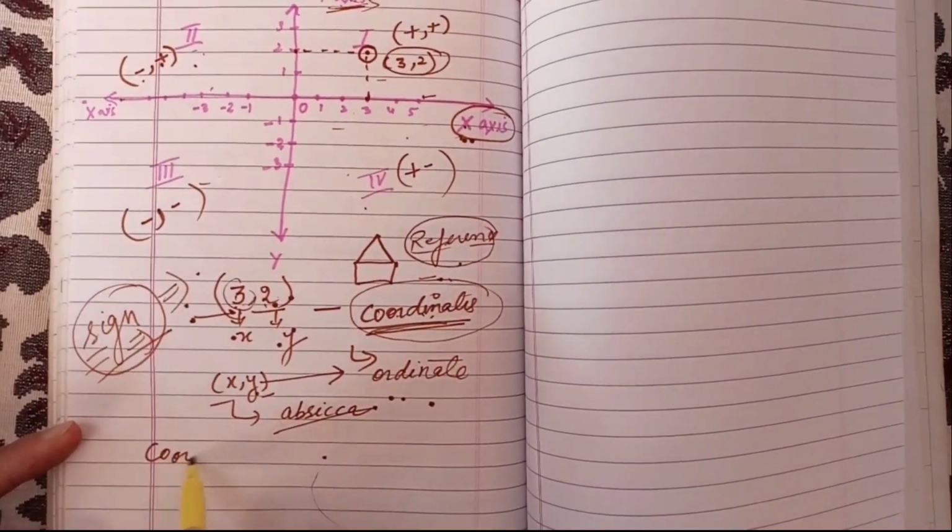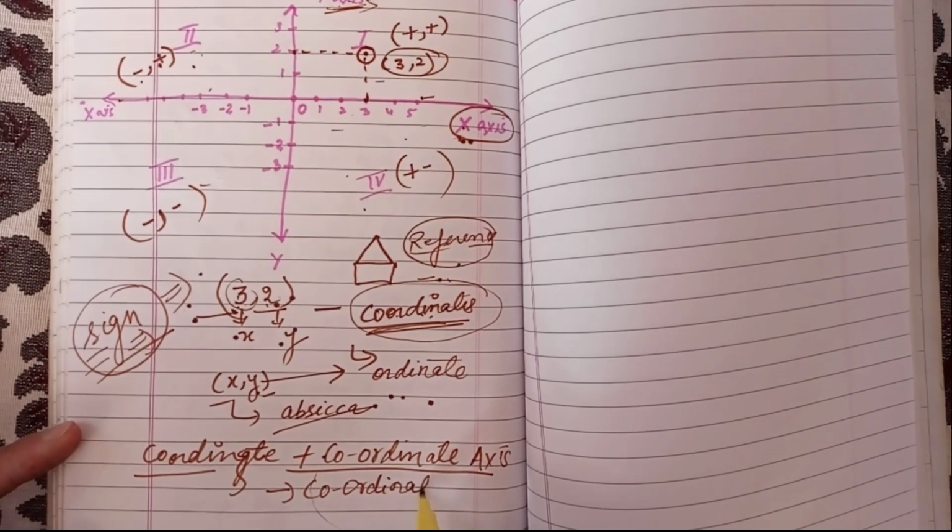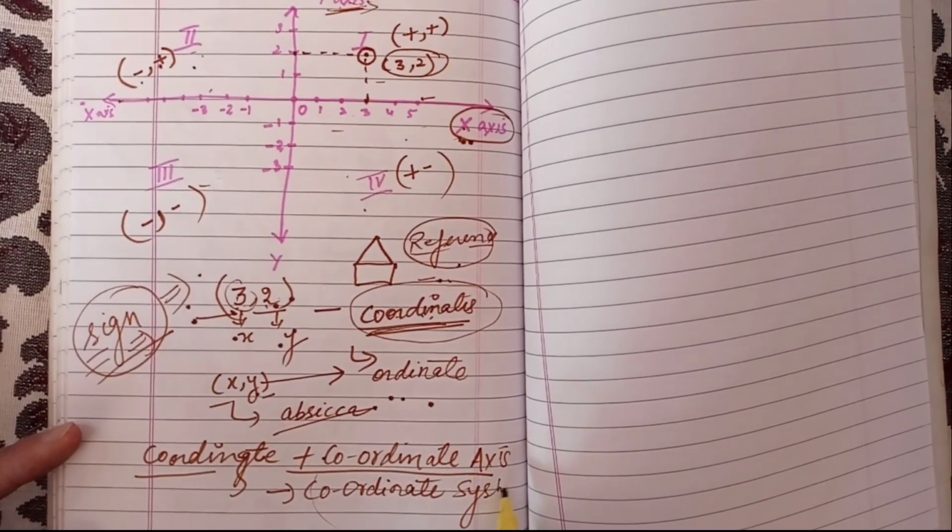Coordinates are the location of the point, right? So coordinates plus coordinate axes. Axes are the x-axis and y-axis. When coordinates and coordinate axes sum up, this makes the coordinate system. What does it make? It makes the coordinate system, right?